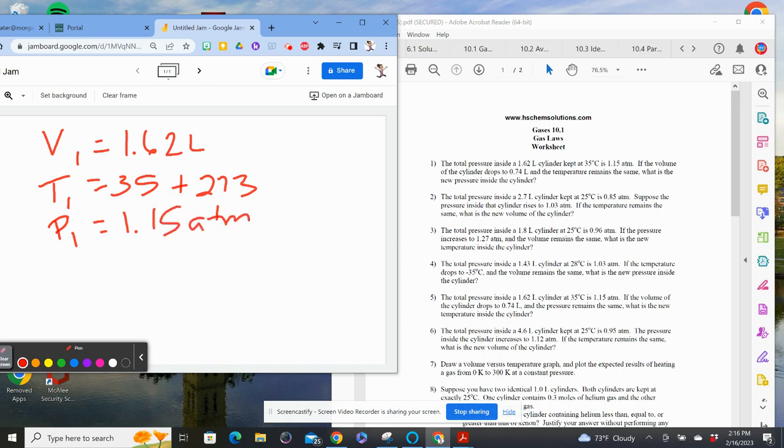If the volume of the cylinder drops to 0.74 liters, that's my V2. I changed my volume. And the temperature remains the same. So T2 equals T1. What is the new pressure? So P2 is what I'm looking for. So that's what I suggest doing. Just make yourself a list of what you have and what you're asked to find. And then you're always going to plug it into that equation.